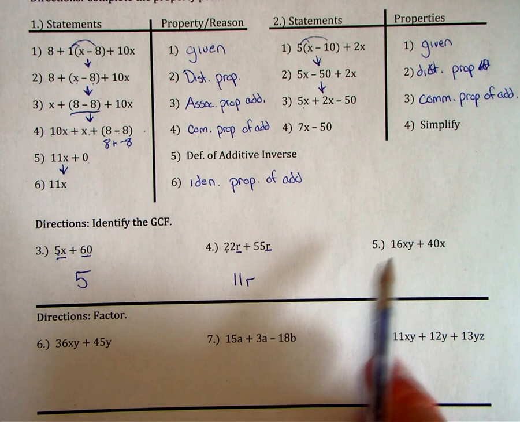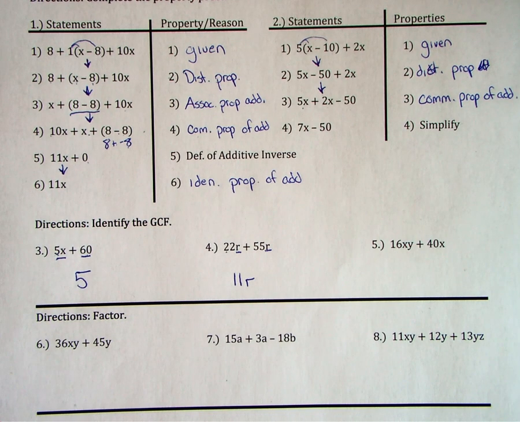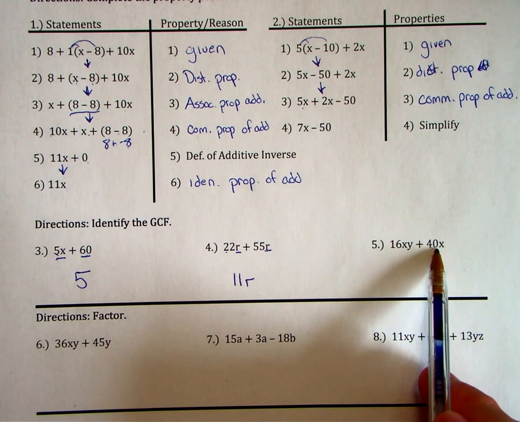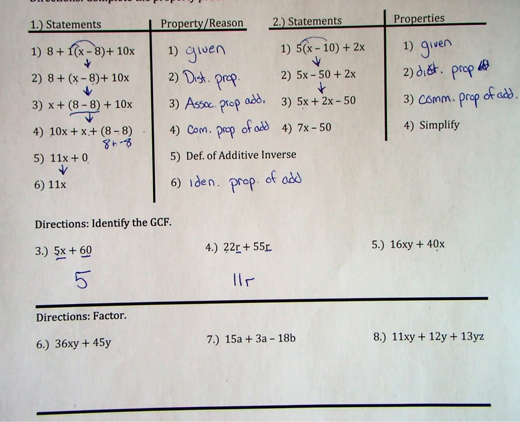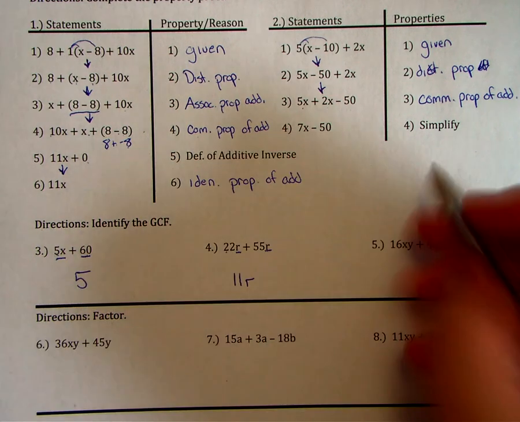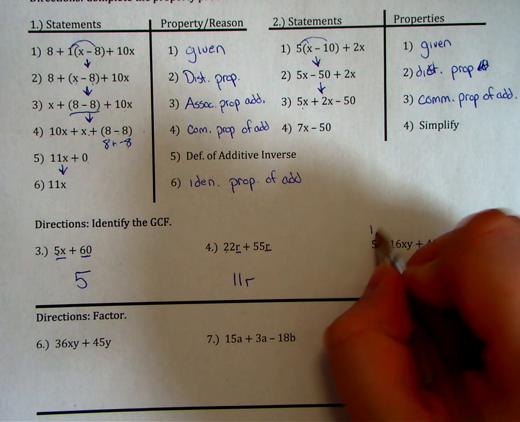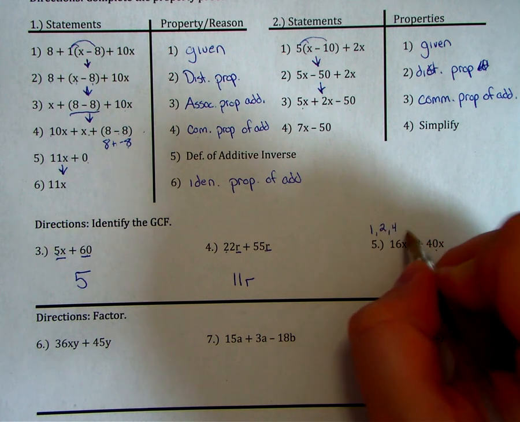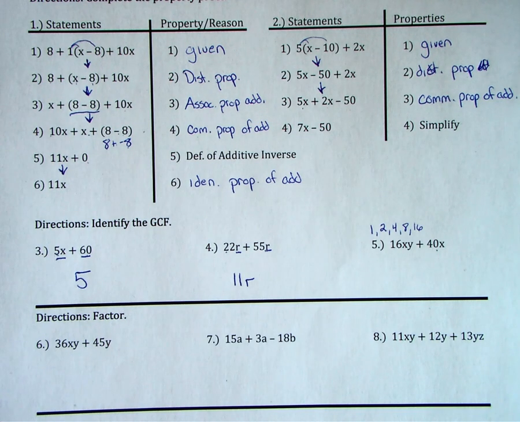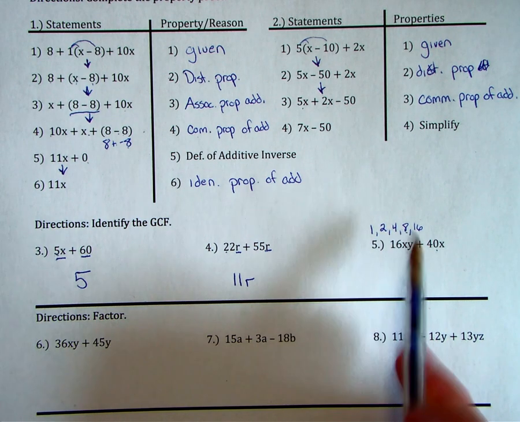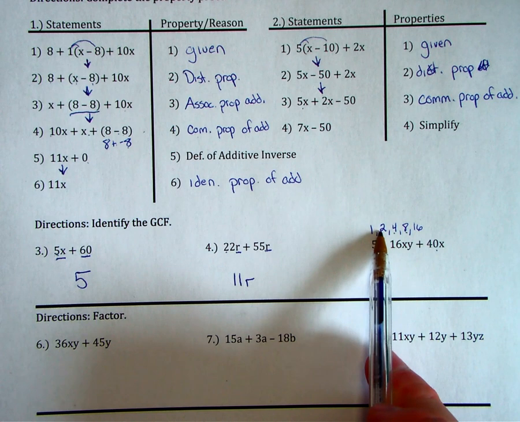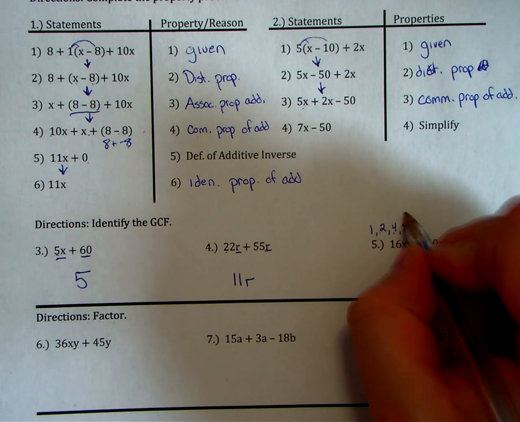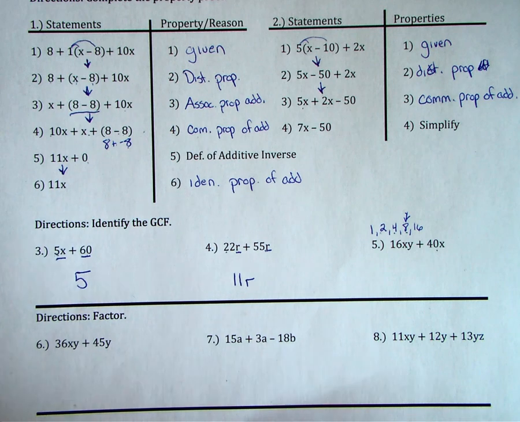Now, since we know our factors of 16 are 1 and 16, 2 and 8, 4 and 4, we want to figure out which of those are going to be our greatest factor for 40. So let's list them so we can see them: 1, 2, 4, 8, and 16. Do any of those factors go evenly into 40? Well, 8 goes evenly into 40 five times, 4 goes evenly into 40, 2 goes evenly into 40, but 8 is going to be my largest factor, or our GCF.